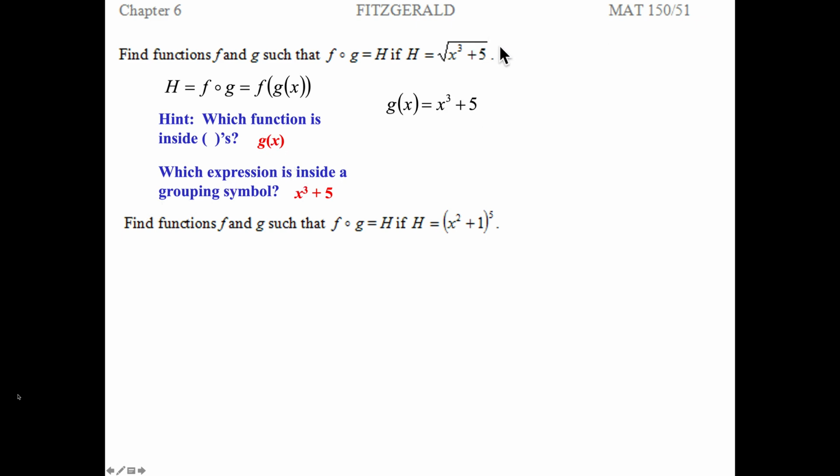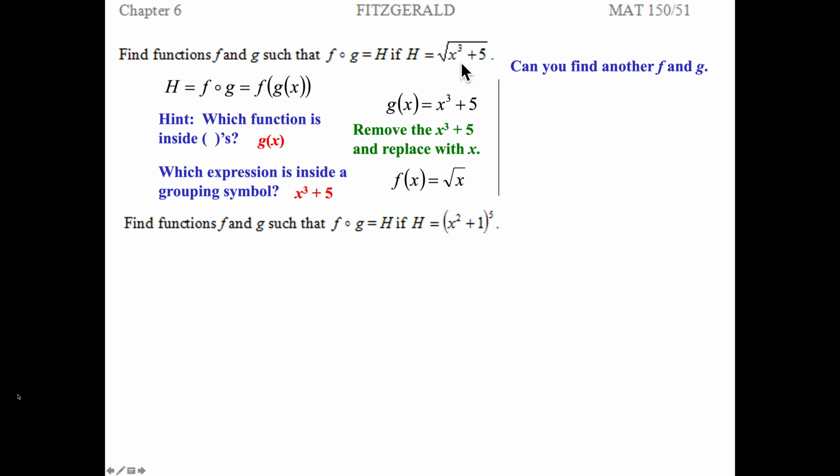Now, if I take out the x cubed plus 5, then I'm left with an empty square root. Well, that's got to be my f function. That's my f of x. So we take out the x cubed plus 5, replace it with an x, and that's your f of x function. So if you took x cubed plus 5 and replaced that x, you get h.